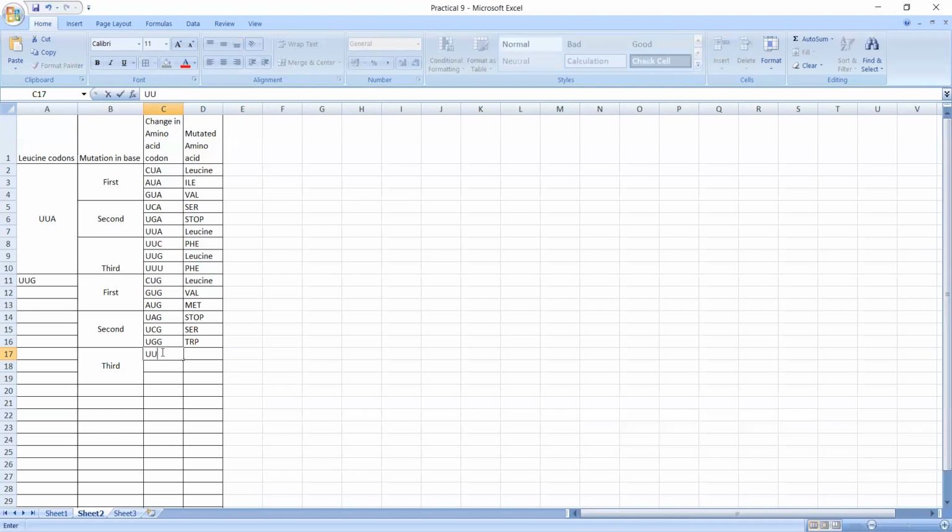U, UA, UUC, UUU. Now what does UUA code for? It codes for a leucine. Now what does UUC code for? It codes for a phenylalanine. Now what does UUU code for? Again, it codes for phenylalanine.